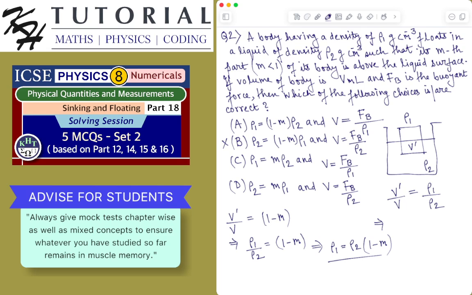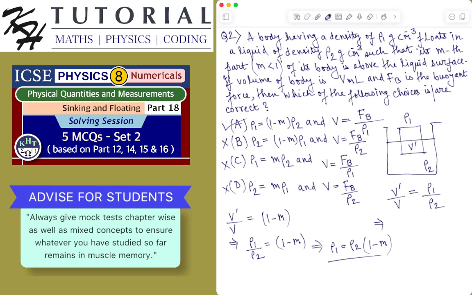I can also reject choice C. I can also reject choice D. In choice C it is given rho 1 is equal to m rho 2, and in choice D it is given rho 2 equals m rho 1. So definitely the correct choice has to be choice A. Now we actually didn't find out what will be V. Even though we have correctly solved the problem and selected the correct choice, for the sake of discussion, let's see what will be V.